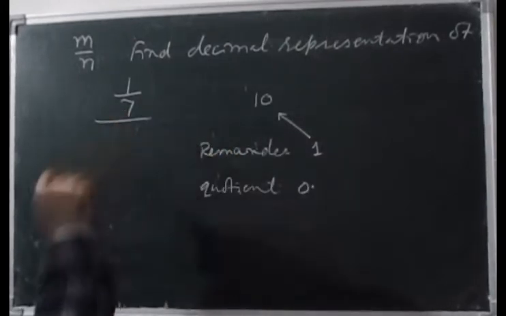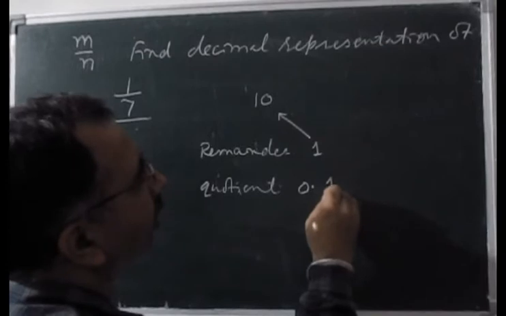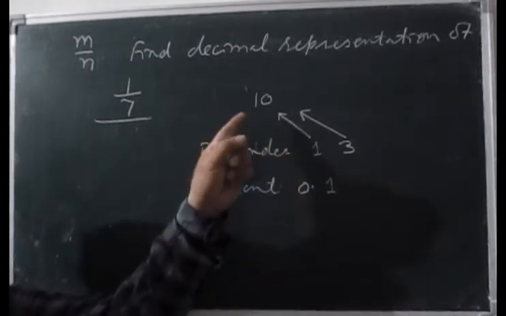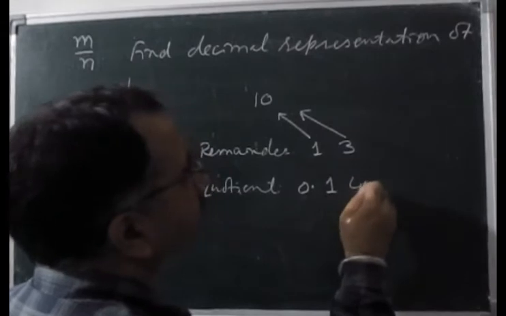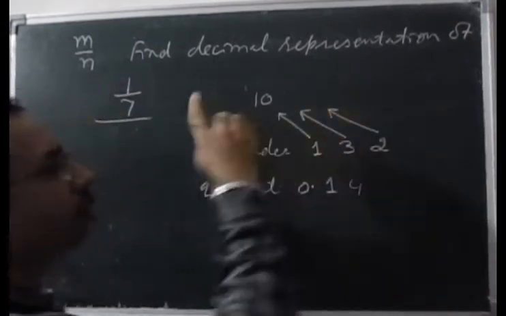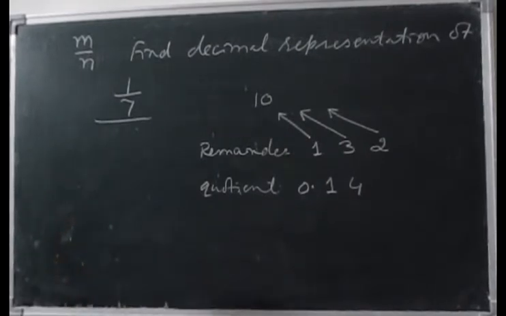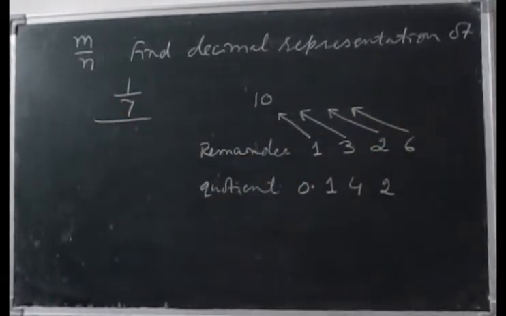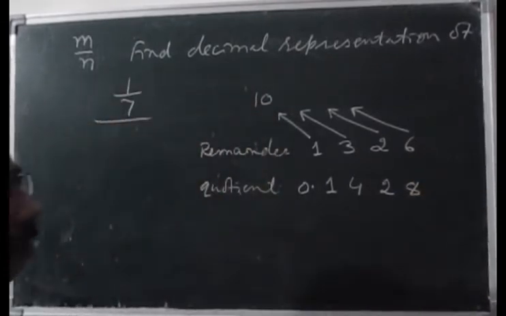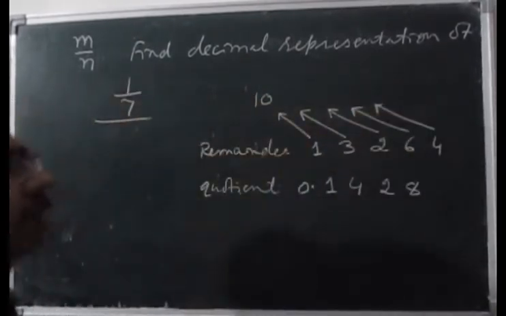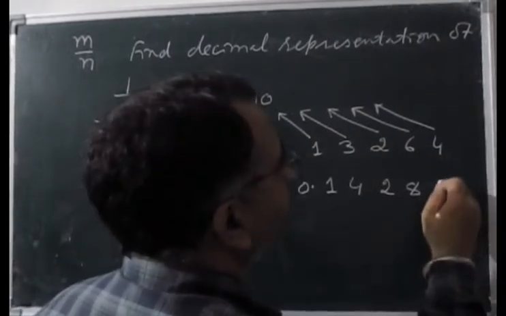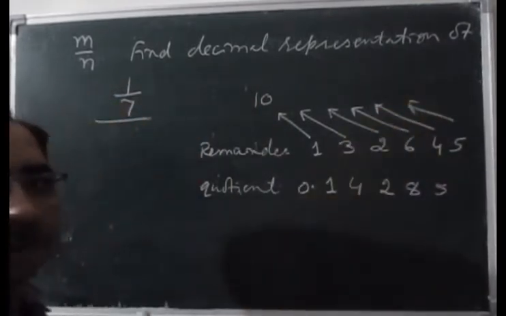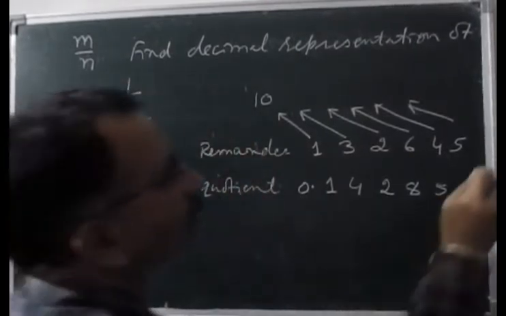So 10 divided by 7: 7 ones are 7, the remainder will be 3. Now multiply 3 by 10, 30, and divide by 7. 7 fours are 28, remainder will be 2. Now multiply 2 with 10, we get 20. 7 twos are 14, remainder will be 6. Multiply 6 by 10, 60. 7 eights are 56, and remainder will be 4. Now multiply 4 with 10, 40. 7 fives are 35, remainder will be 5. Now multiply 5 by 10, 50. 7 sevens are 49, remainder will be 1.